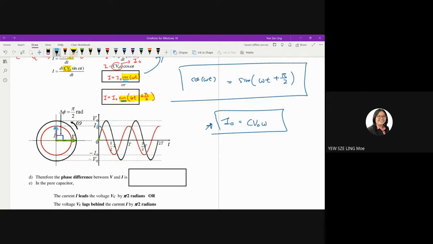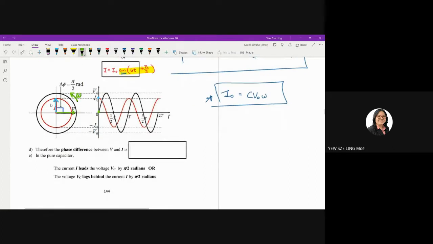Okay, but both of them, remember, when you sketch the phasor diagram, you need to show the directions of rotation. Both of them are going to rotate in the same direction at the same rate. So you have a V and I as shown in the diagram right here. From the diagram itself, straight away you know the phase difference is pi over 2 radian.